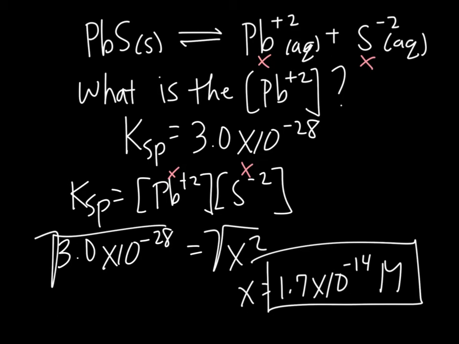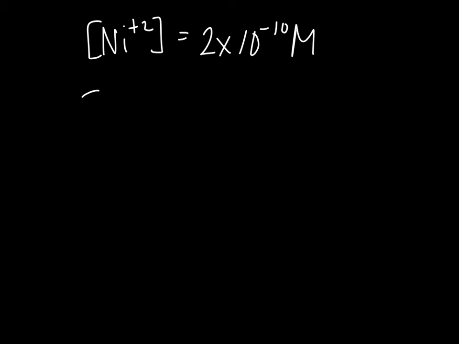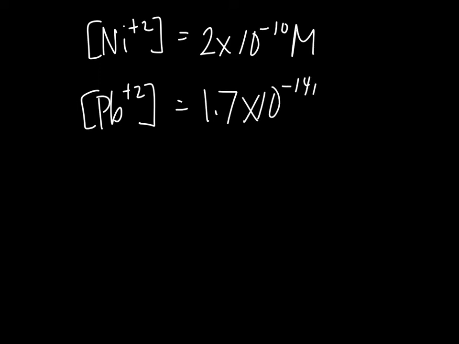Okay, so now I'm going to ask you a question that relates to both of those that we just solved for. So the first one we did was the nickel, right? That nickel concentration, if you look back on your notes, should have been 2 times 10 to the negative 10 molarity, right? And then the lead concentration was 1.7 times 10 to the negative 14 molarity.